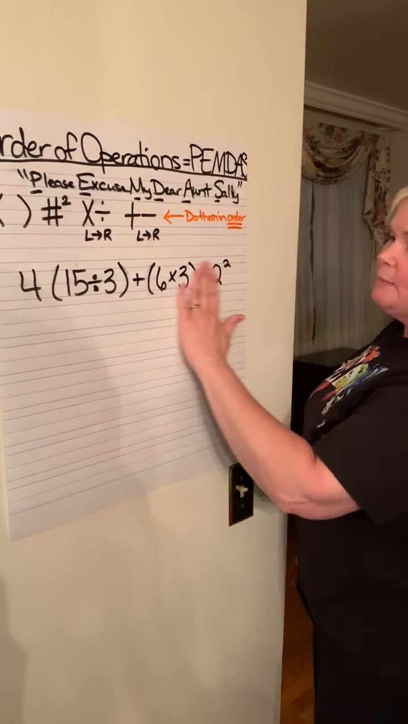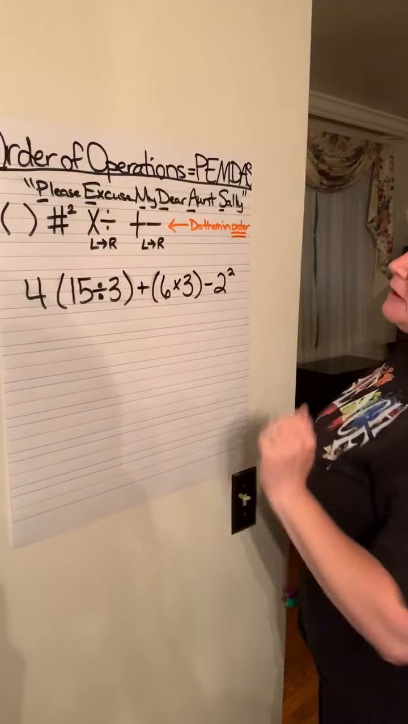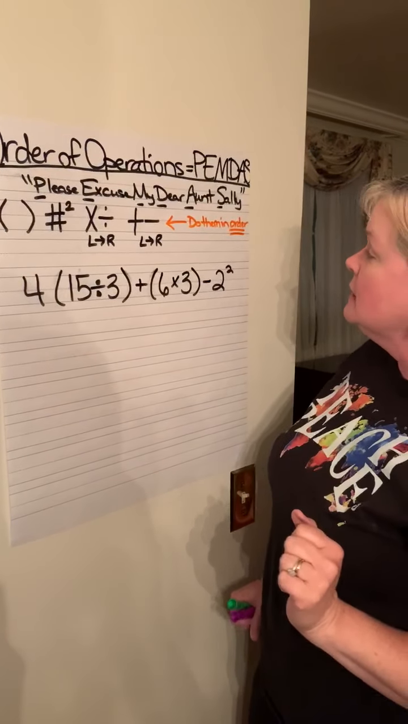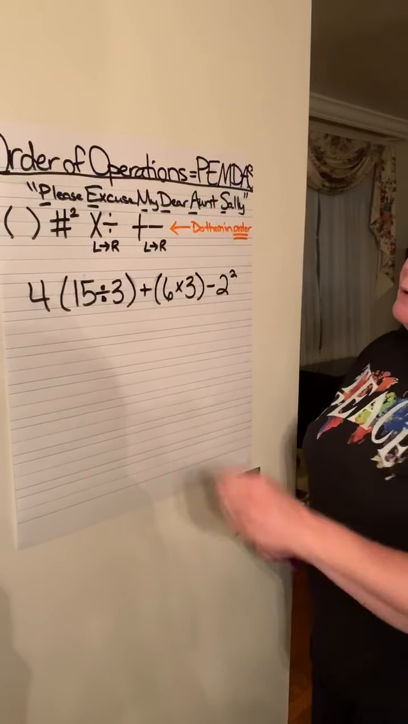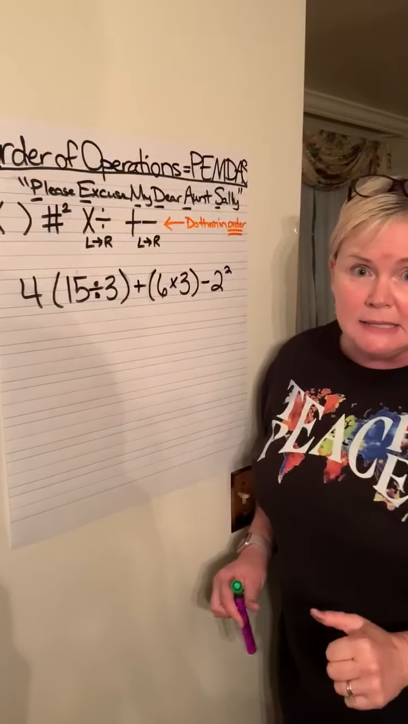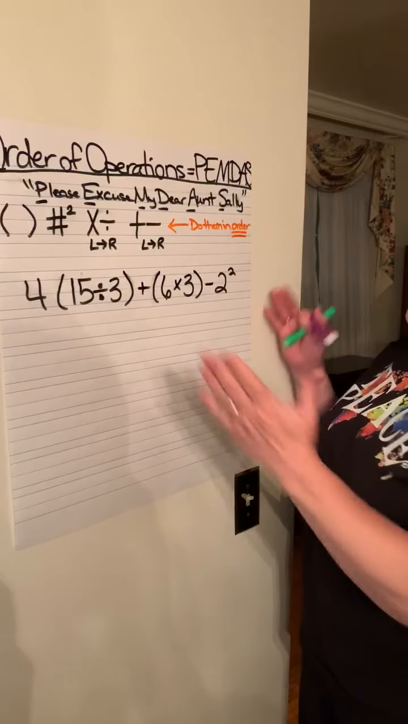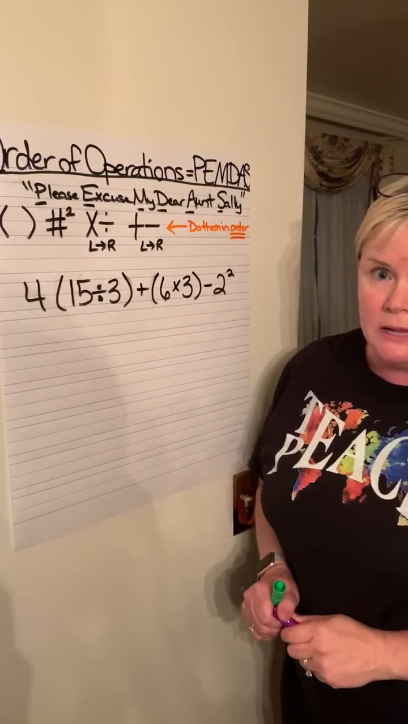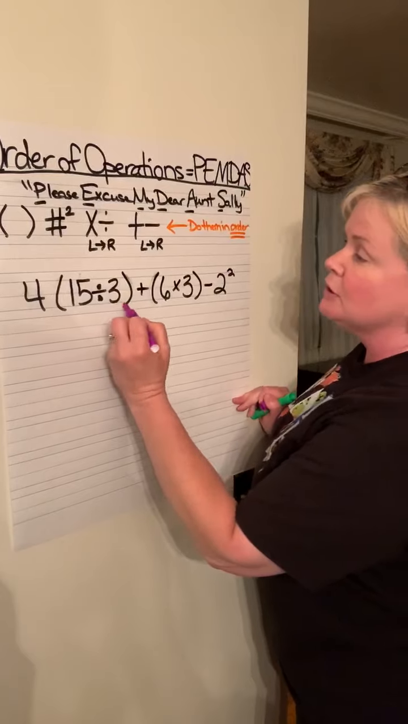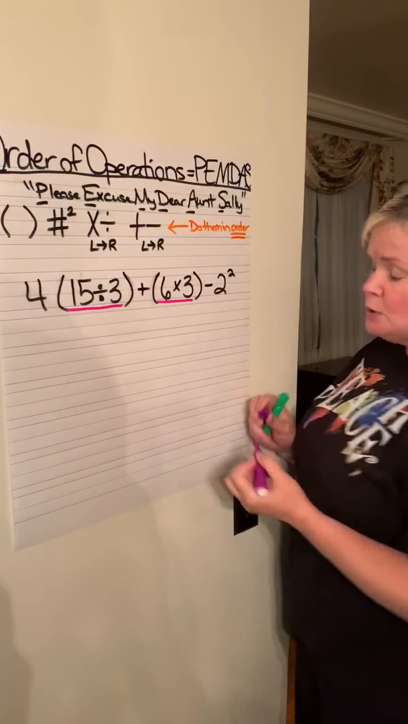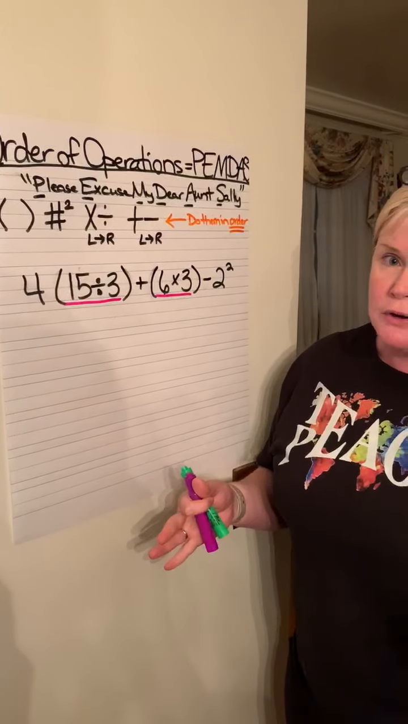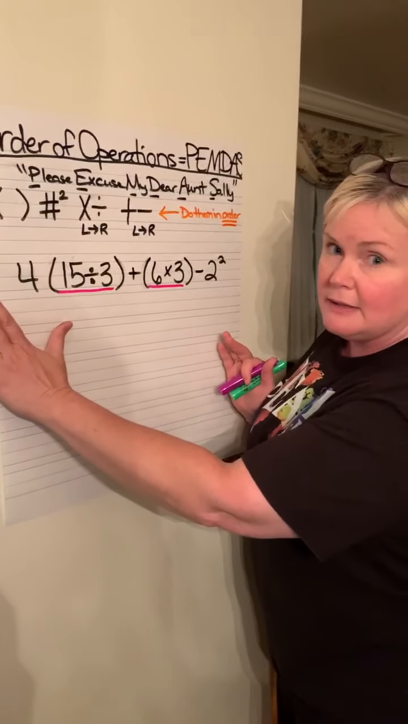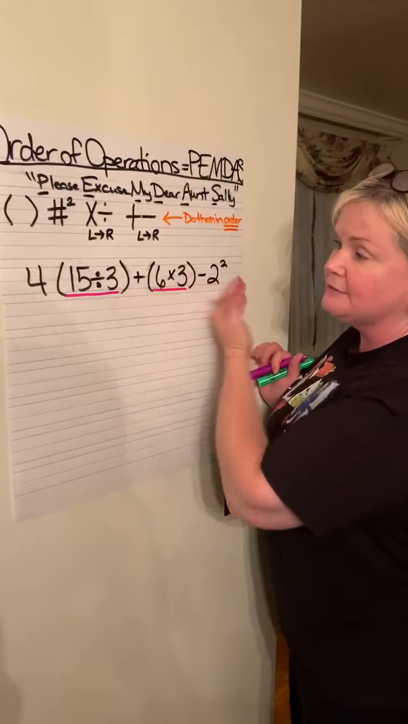So, we have a problem here that has almost, I think it has all of these on here. So, this is a good example for us to use. Now, when I think about my order, please, I'm going to look at my problem and I'm going to say, are there any parentheses? And I see 2 sets of parentheses. Now, it doesn't matter really which one you do first. I like to stay in the thought process of left to right.